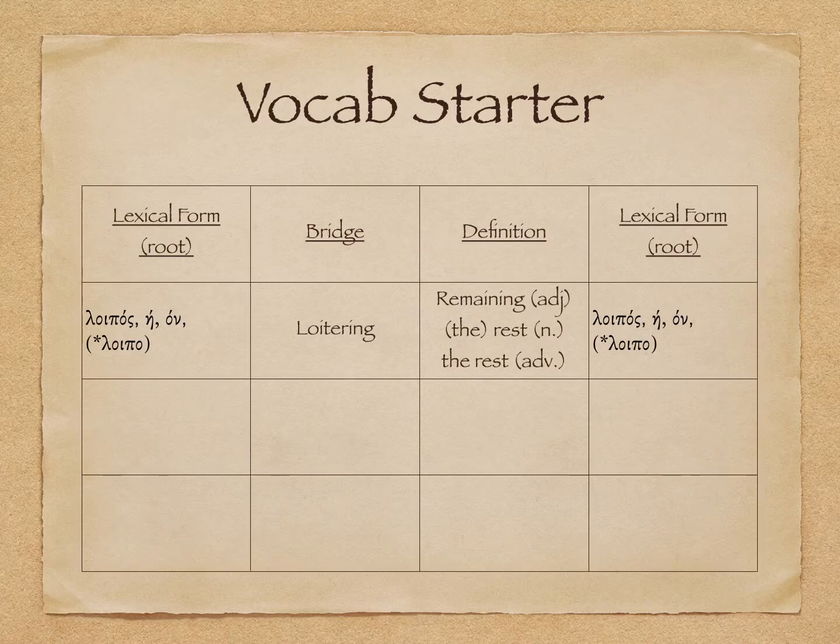We have not done as much vocab recently in the conclusion of these chapters because there's only been a word or two. Here there are a few more words this week, and I've just set one out for us. Loipos, think of loitering. Remaining is an adjective, rest is a noun, the rest is an adverb. Loipo is the root, and so you would want to use the bridge concept for other words as well. There aren't that many this week and they go pretty easily.